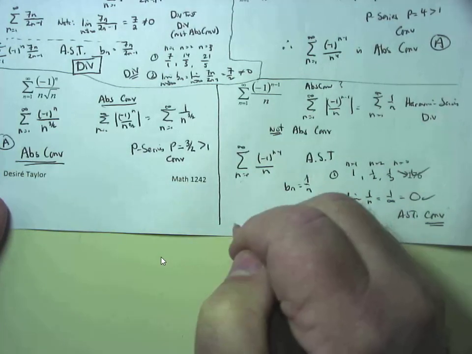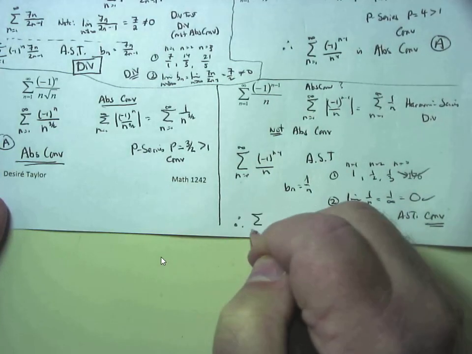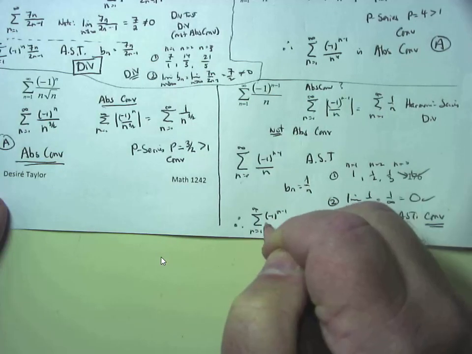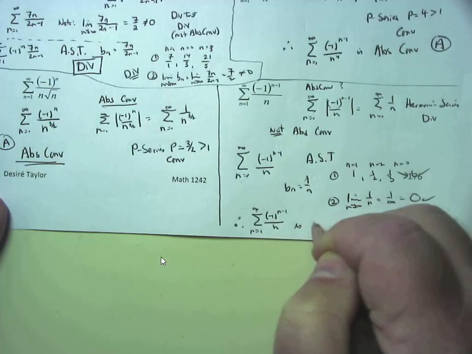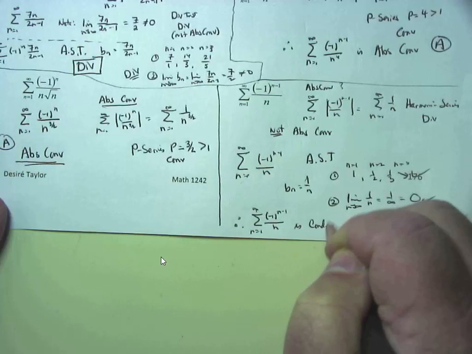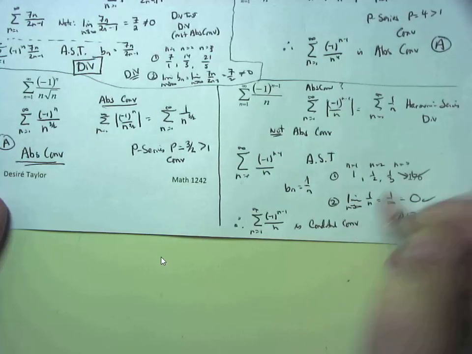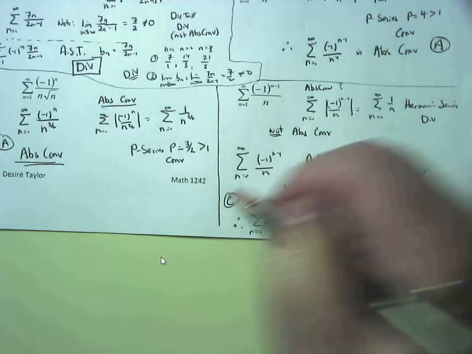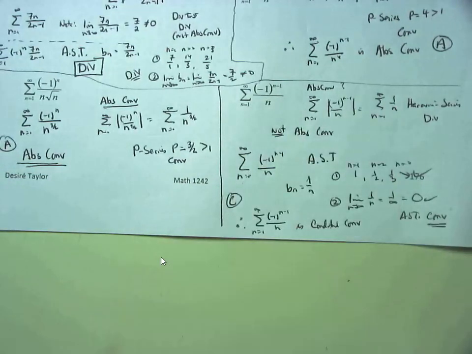Which means, therefore, the original series, the sum as n goes from 1 to infinity of (-1)^(n-1) over n, is what we say is conditionally convergent. It's not absolutely convergent, but it does converge. The condition is you've got to have that (-1)^(n-1) on it. So this one, the answer is called conditionally convergent, we call it C. You're supposed to put C in on WebWork. Does that make sense?